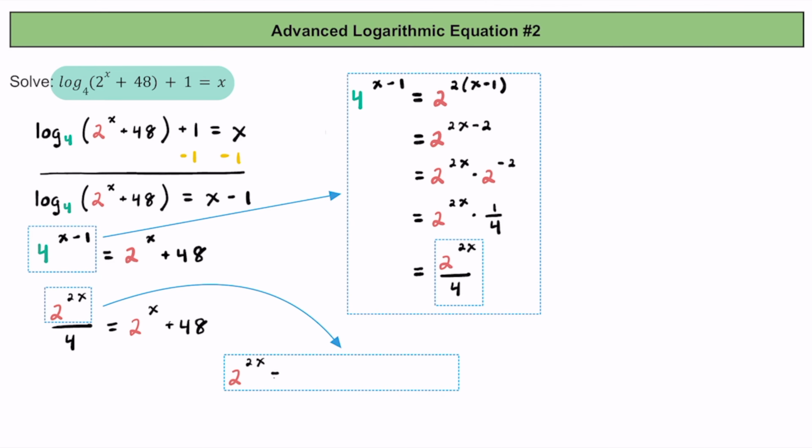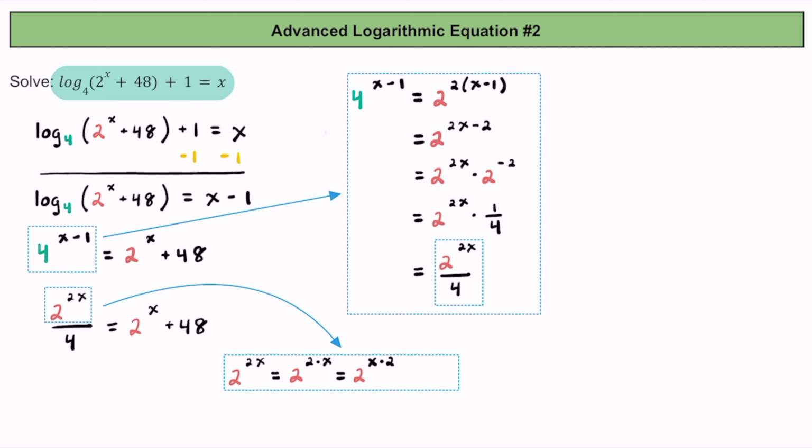We can take this 2 to the 2x power and rewrite this as 2 to the 2 times x power, which is really the same thing. We're just putting a multiplication sign in between them. Then keep in mind that because multiplication is commutative, we can change the order. We could also rewrite this as 2 to the x times 2 power instead, right? We can just change the order of the exponents.